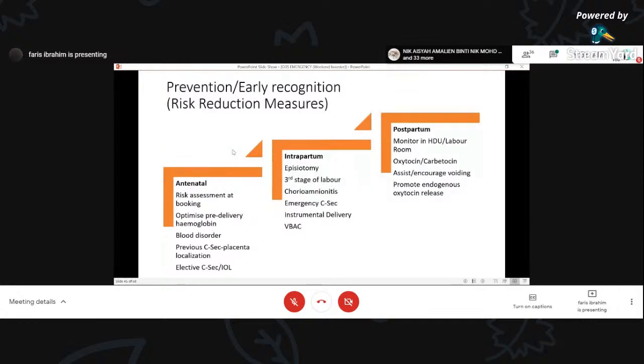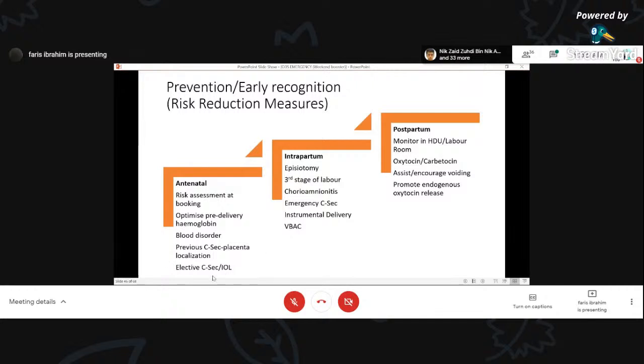So prevention ni, early recognition ni for antenatal, you tengok risk assessment at booking dia. Patient yang ada iron deficiency anemia, so you kena optimize the pre-delivery HB. Lepas tu you kena tengok patient ada blood disorder ke tak, sebab one of the factor tadi thrombin kan, so you tengok dia punya record ada blood disorder ke tak. Lepas tu you tengok previous cesarean section. Ni kenapa? Sebab you nak tengok yang tadi risk of accreta, percreta and increta.